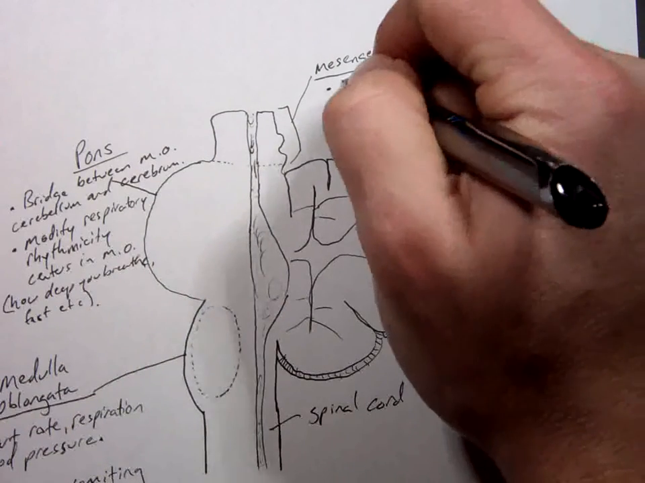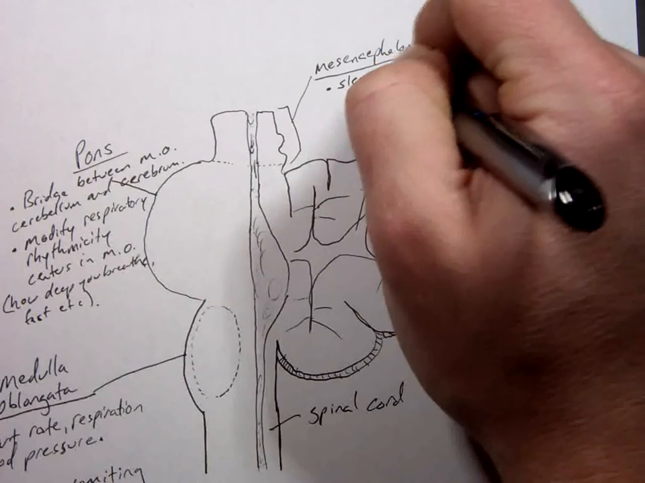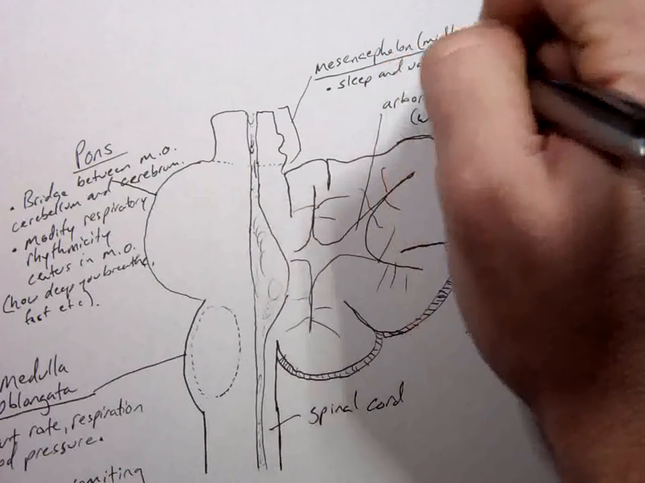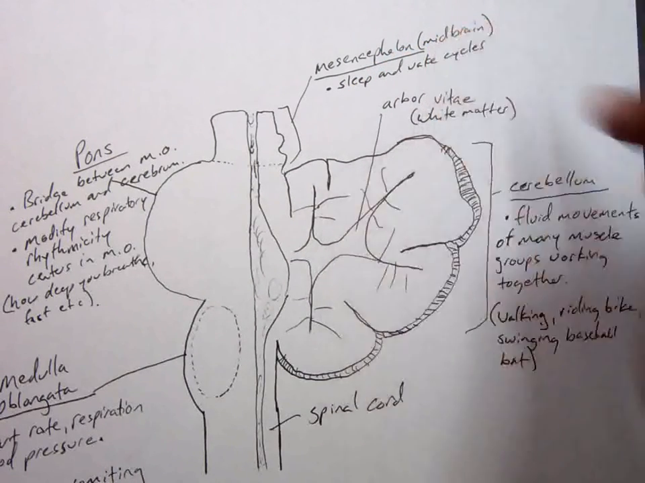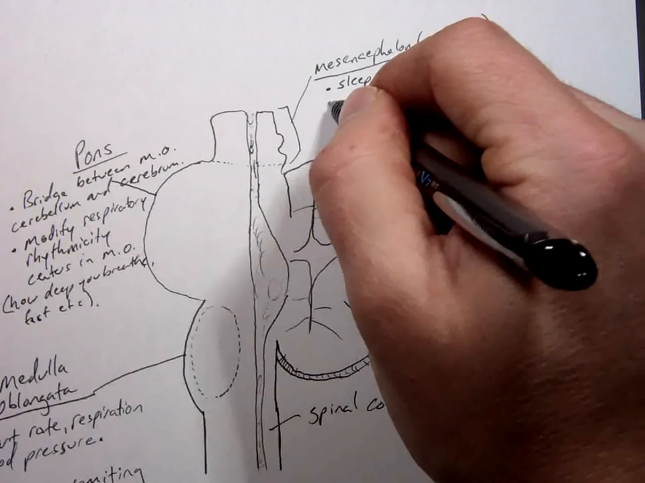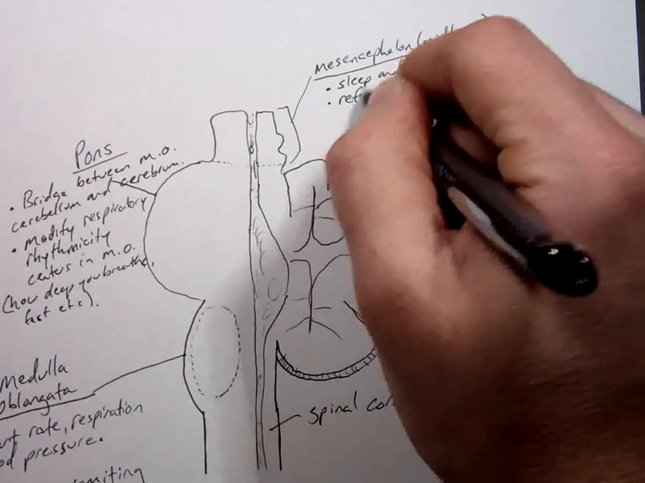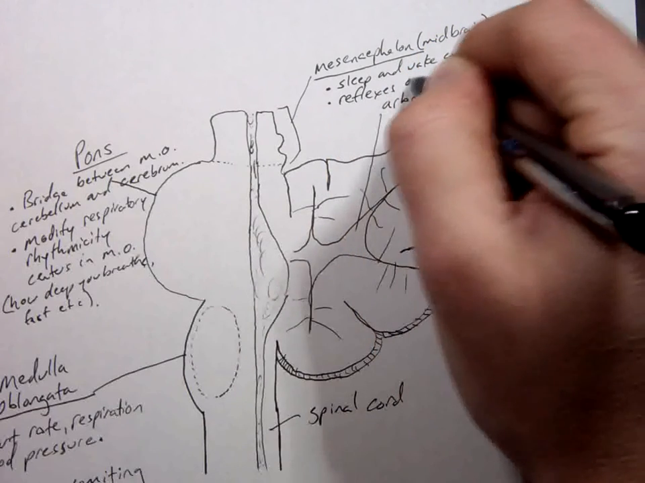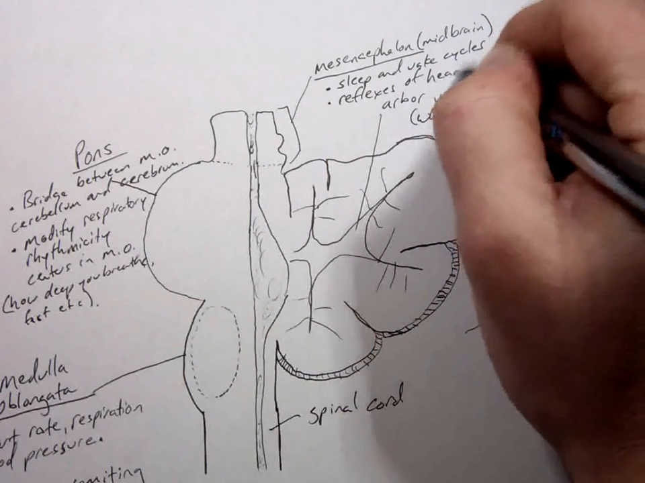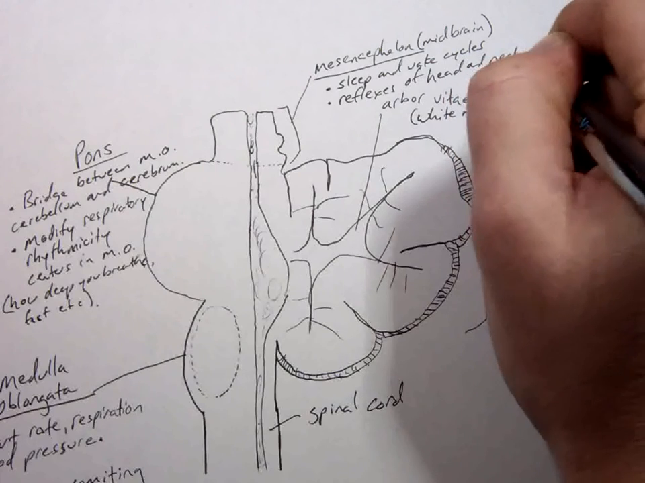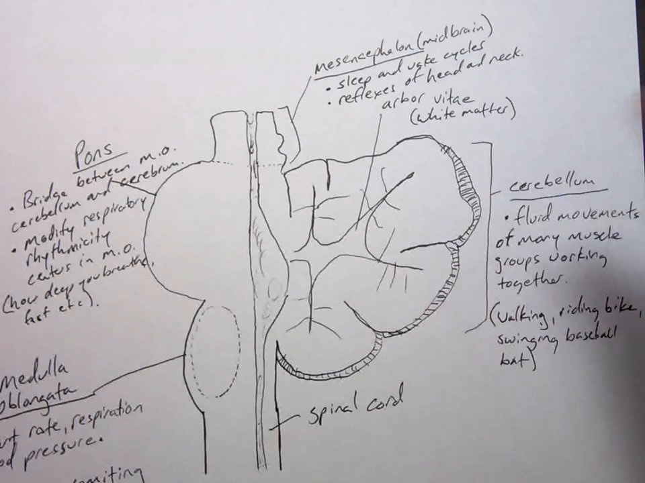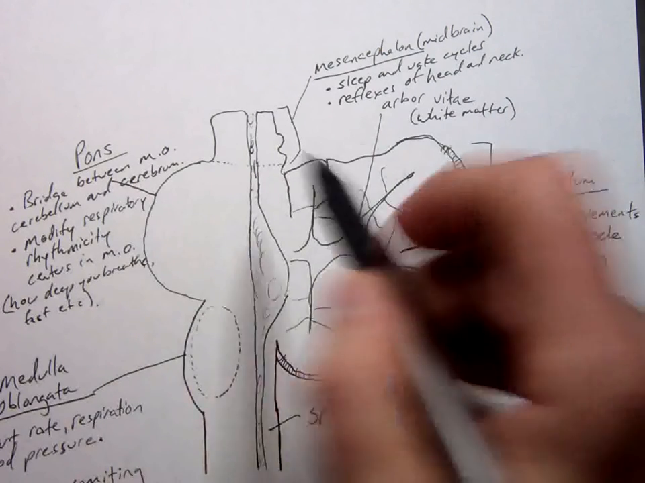Mesencephalon is responsible for sleep and wake cycles. Also, it's responsible for reflexes of head and neck in response mostly to lights and sounds. So when you hear loud noises and you move away from those loud noises, or bright lights and your body reflexes away from those, most of that is done here.